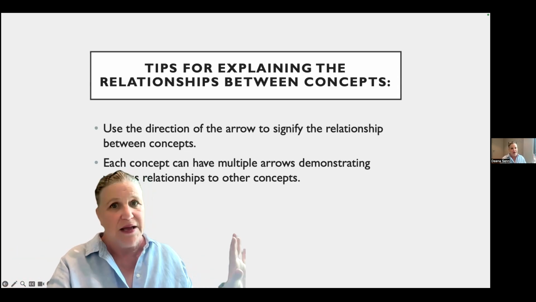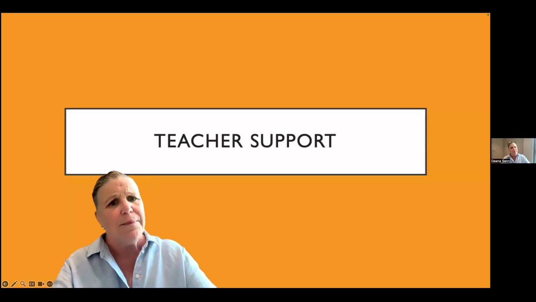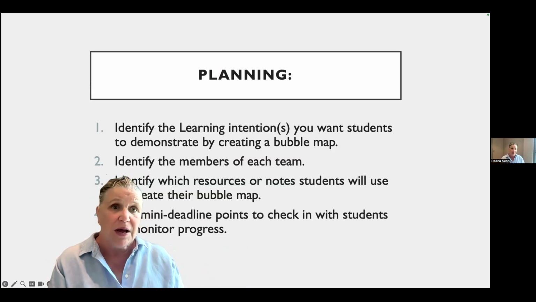So that's great and fine and dandy. Those are some ways we can support students. But what about your own support? What kind of support do you need? So let's think about planning. It's really a 4-step process, right?